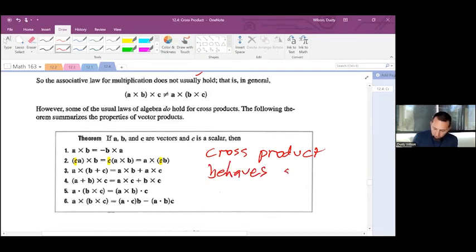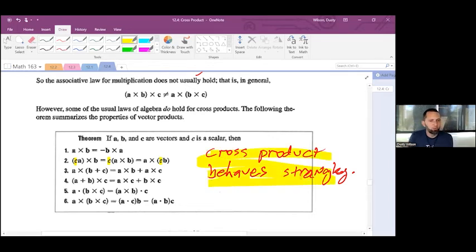Behaves strangely. So if you can remember that it behaves strangely, then you will remember to look these things up when you come across these types of formulas. I would say that these formulas do not come up often enough in this class to make them worth memorizing, provided that you remember that the cross product just has kind of strange behavior and that you have to double check anytime you start using cross product type properties.